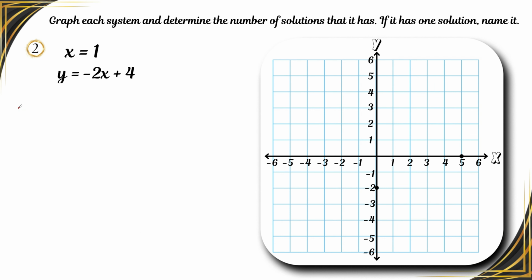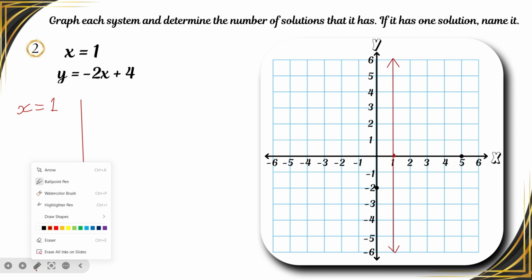Next question. To solve this system of equations, like we said, we should graph each equation. Let's start with the first one, x equals 1. Like we said, if we have just x or y, this line is represented by a vertical or horizontal line. If x equals, it will be vertical. If y equals, it will be horizontal. Okay. Now we have x equals 1. We put a dot at x equals 1 here and graph a vertical line.